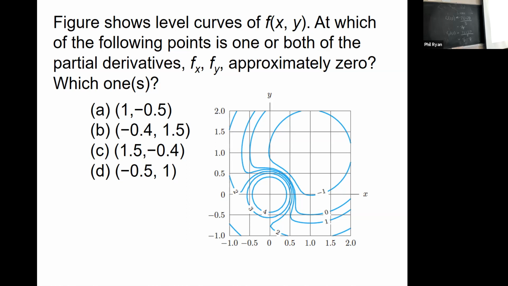What about this guy? Negative 0.4, which is around here. 1.5. So it's around here. Okay, so going in this direction, definitely not 0. Going in this direction, it's not doing very much, but it's definitely not 0. So basically, this is just saying at those points, do you think the vertical or horizontal line is tangent to that contour line?